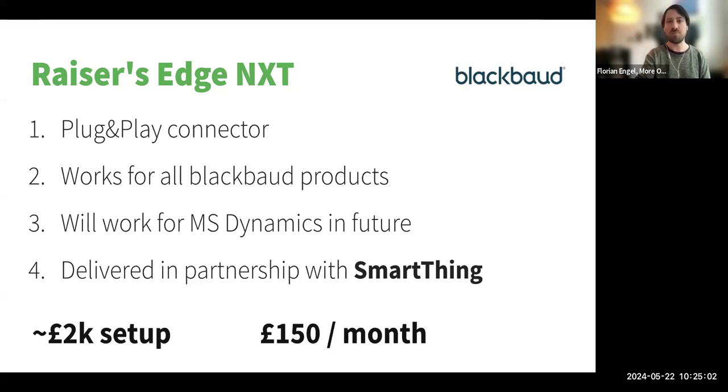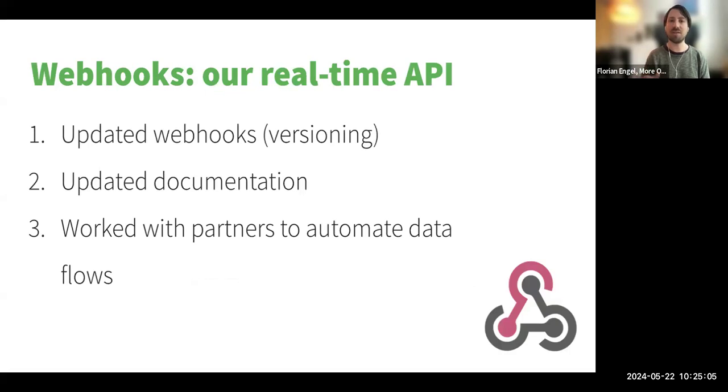Now, all of this is possible because we have updated our webhooks, which is the real-time API. That is how all the data can flow out of Impact Stack into other systems very easily. We've had these webhooks for quite a long time, but what we did in the past year is that we updated the webhooks quite significantly. The documentation has been updated, and we've actively worked with some partners, but also many organizations that are clients to automate data flows. So we've been really using that much more, and also learning from that usage and making them better.